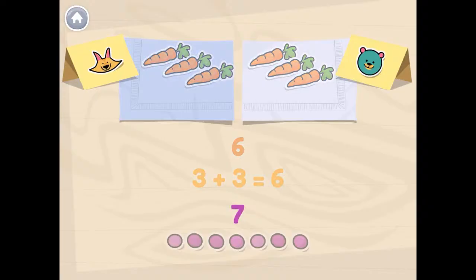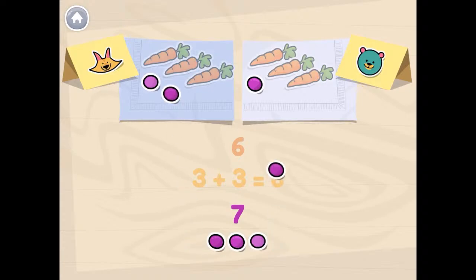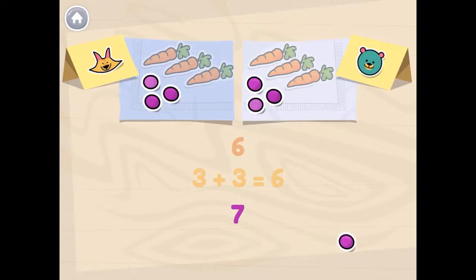Let's check the number 7 with grapes. 1 to Sandy. 1 to Cody. 1 to Sandy. 1 to Cody. 1 to Sandy. 1 to Cody. And 1 left over. Sandy and Cody have the same number of grapes, but with 1 left over. That means that the number 7 is odd. I'll just eat the extra one.